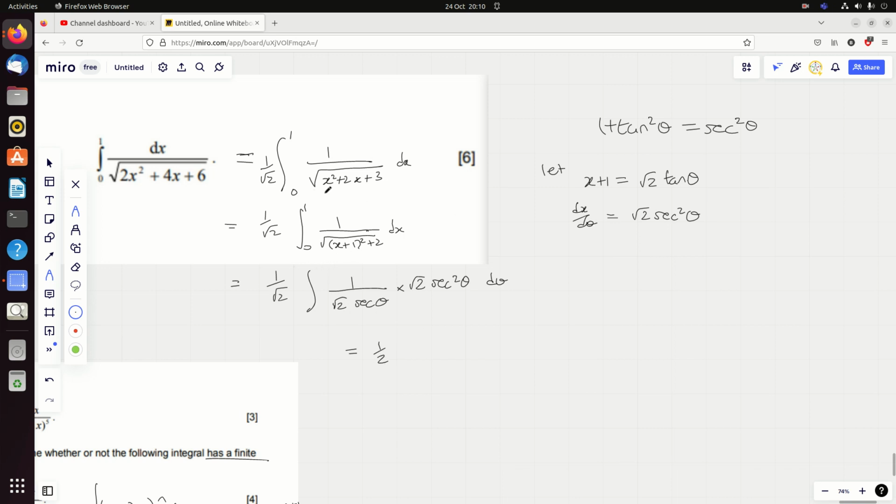Let's change the limits as well. These are limits for x, remember. So we're going to get 2 over root 2, that's root 2. So that would be arctan root 2.